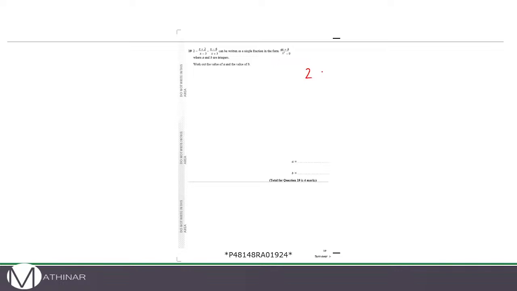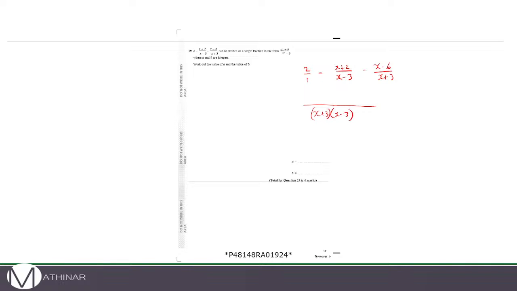So we have 2 minus x add 2 over x minus 3, take away x minus 6 over x plus 3. And we need to write this as a single fraction in the form of this. So what I need to do is to find a common denominator. Now it's going to help if I write this 2 as 2 over 1. Now if I need a common denominator, I need to find the common denominator of 1, x minus 3 and x plus 3. And the common denominator for that is going to be that times that, which will be x plus 3 and x minus 3.